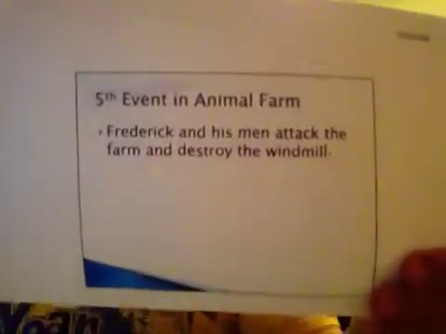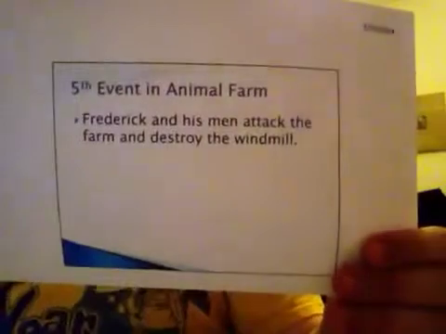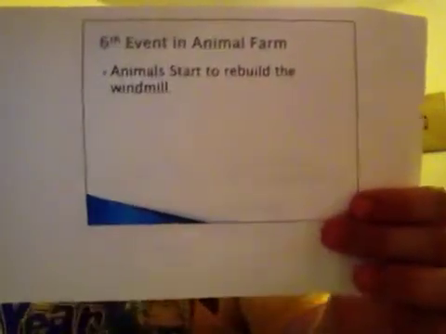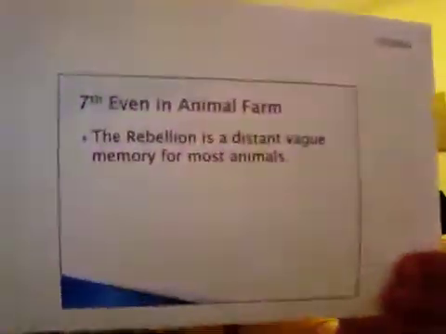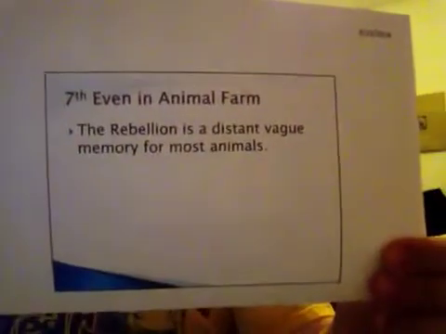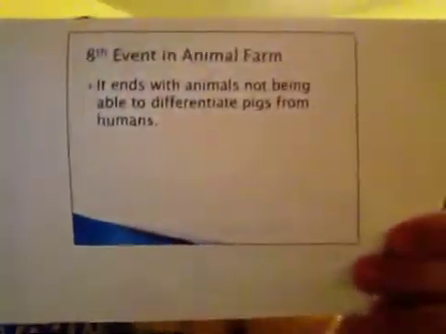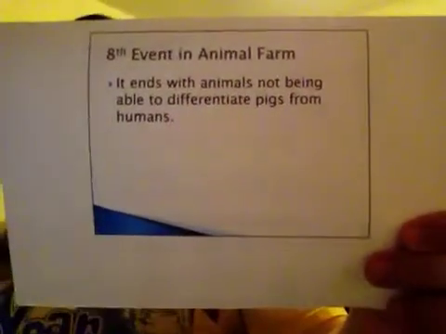Like I said, you can either pick these for your students, you can mix them up and have them sequence them, or you can have the students actually pick the most important events and have them sequence them. Sixth event. Animals start to rebuild the windmill. Seventh event. The rebellion is a distant, vague memory for most animals. And the eighth event. It ends with animals not being able to differentiate pigs from humans.